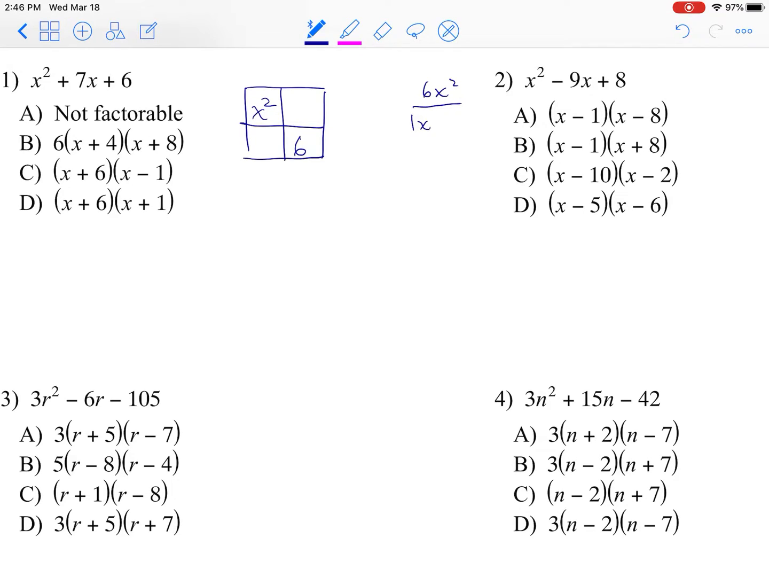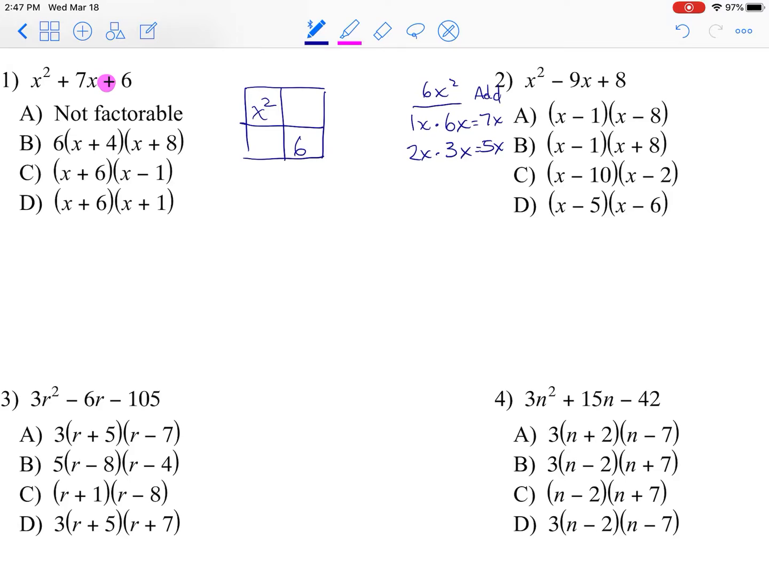So the only way to get 6x squared is 1x times 6x, or 2x times 3x. Then we go back and look at our original problem, and we look at the sign beside the constant. If it's an addition sign, that tells me I need to add my factors that I just wrote in my chart. And if it's a subtraction sign, then I would need to subtract the factors that I just wrote in my chart.